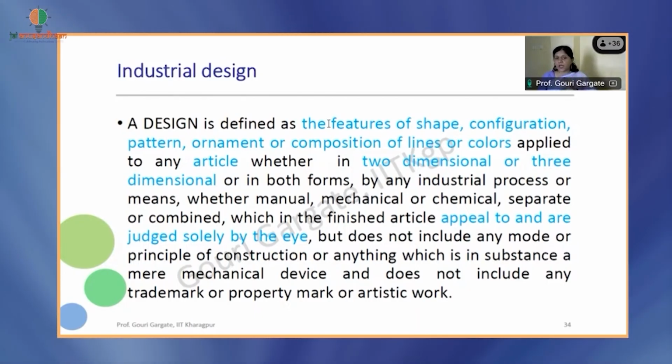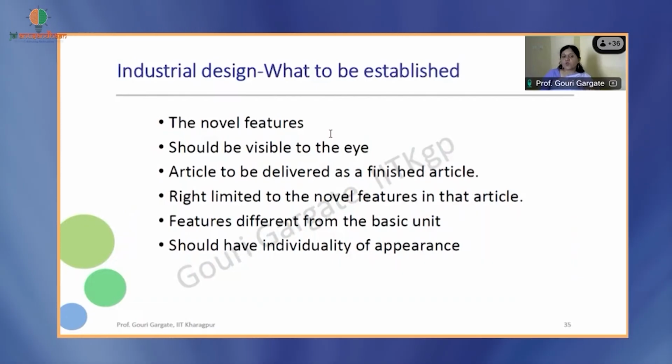Two-dimensional and three-dimensional forms, both, you can go for registration of. And every time I am emphasizing, it must appeal to and be judged solely by the eye. That is very, very important. Other things you can go through. So what is to be established when we are talking about examination, or about any infringement case? Novel feature is very important, visible to the eye is very important, and an independent article is very, very important.